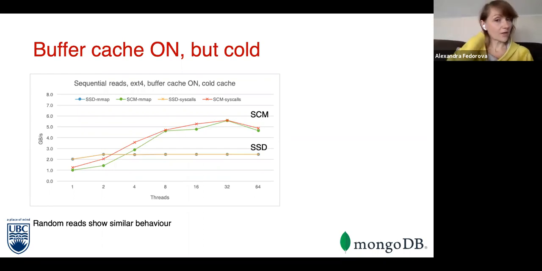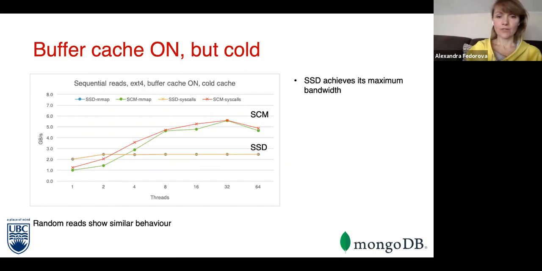Now, even though we are using the buffer cache here, we're not really taking advantage of it because in this experiment, the buffer cache is cold. So we're reading through our data only once, but because the buffer cache is cold, there is no data in it. So we have to go directly to the device to access the data.